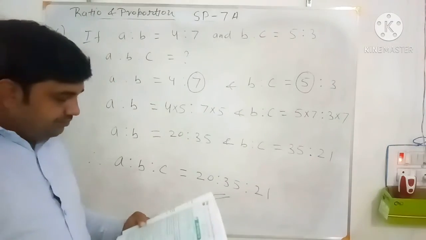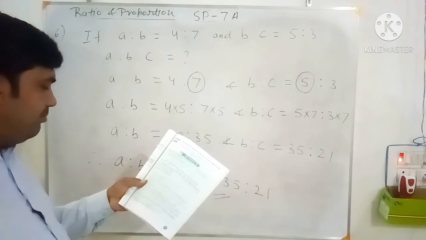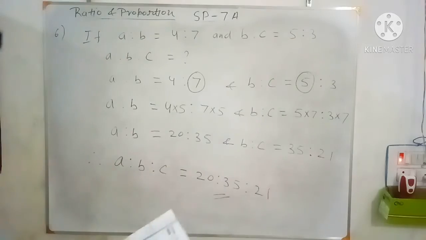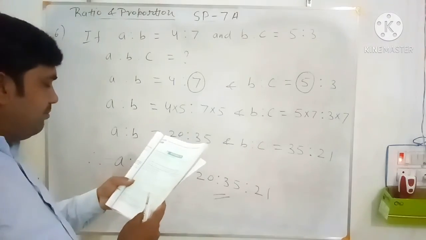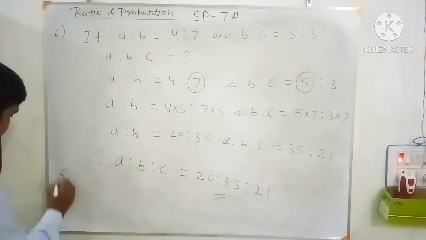Similarly, you can do the question number 7 also. Here A by B is given, B is to C given. Now you have to find A is to C. Very easy question. The 7th one is also you can do. In that, what you have to do? Just you have to multiply A by B, multiply B by C. In that question number 7, see how you have to do.